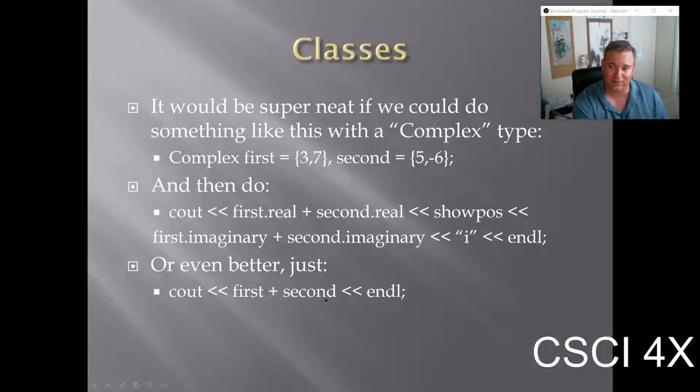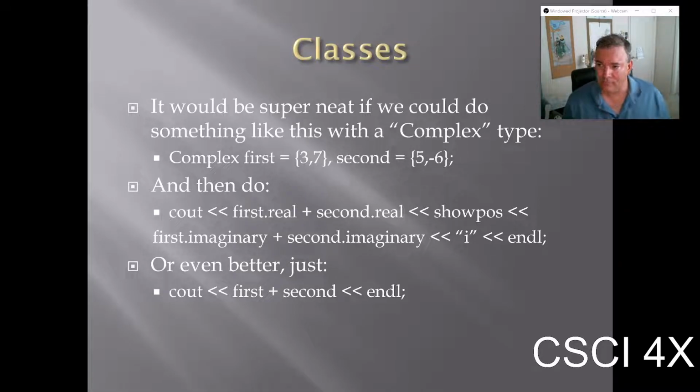And later on in CSI 41, you're going to learn how to do this. You can actually make it so that you can just add two complex numbers together, and they'll add. It doesn't know how to do this by default, right? C++ has no idea how to add complex numbers, or even worse, multiply complex numbers using FOIL, first, outside, inside, last, or even worse, using complex division, which involves multiplying by the complex conjugate. The compiler has no idea how to do any of that. You have to teach it.